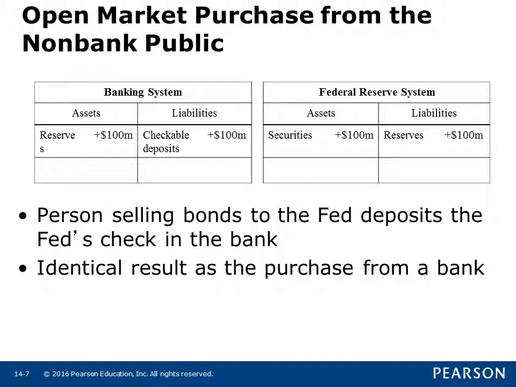Here is another example of an open market purchase, but this is from the public. So here, the person selling the bond cashes the Fed's check. Reserves are unchanged. Currency in circulation increases by the amount of the open market purchase. The monetary base increases by the amount of the open market purchase.